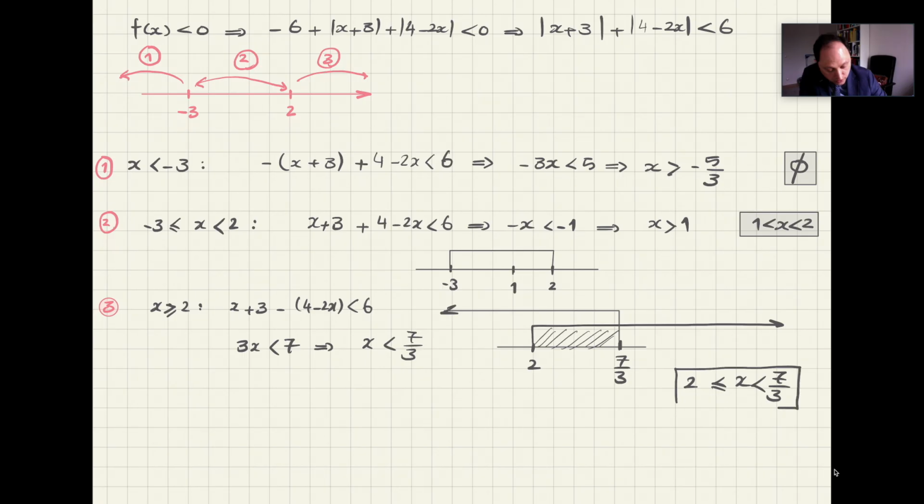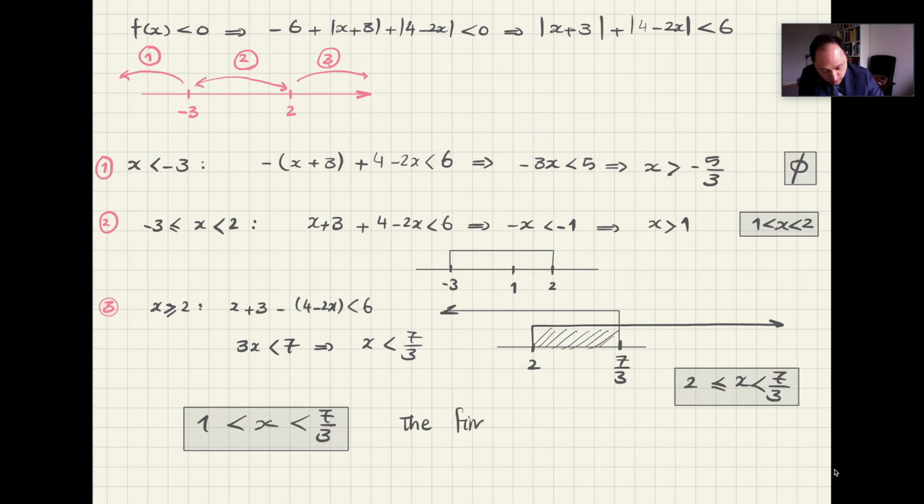So I have 3 partial answers, but I am interested in the total answer. So I need to append them together. So I need to union them. So I don't need to be worried about that. That's a null set. But this tells you from 1 up to 2 is acceptable. But this tells you from 2, including 2, is also acceptable up to 7 over 3. So the final solution would be this, from 1 up to 7 over 3. So that is what you have to write for the answer to this problem. Okay? The final answer.